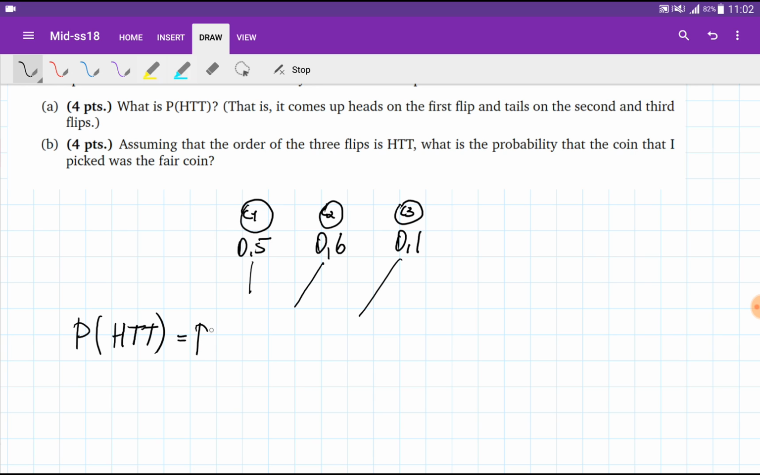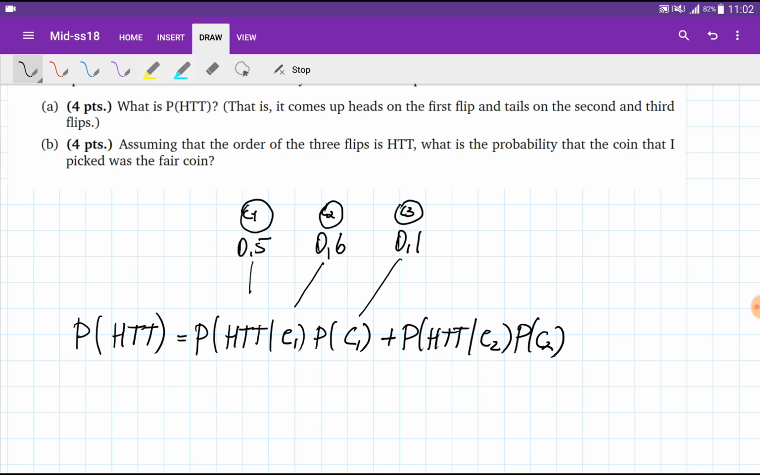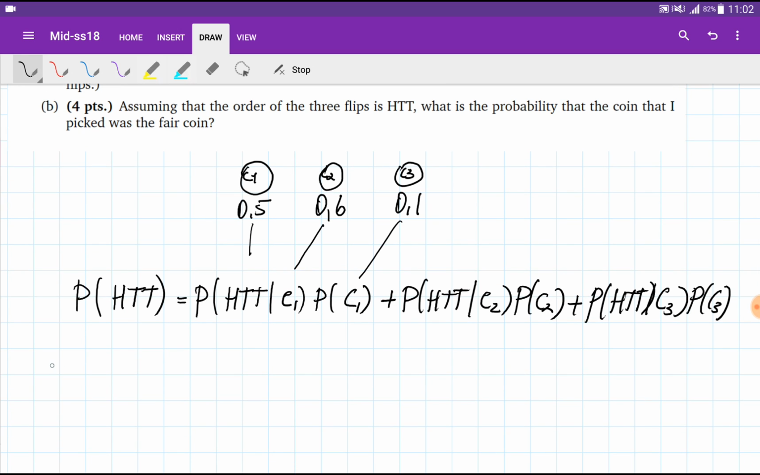So this is the probability of tossing head, tail, tail for the first coin, multiplied by the probability of choosing the first coin, plus the probability of having heads, tails, tails for the second coin, multiplied by the probability of choosing the second coin, plus the probability of having heads, tails, tails for the third coin, multiplied by the probability of choosing the third coin. The probability of having heads, tails, tails for the first coin is 1 over 2 multiplied by 1 over 2 multiplied by 1 over 2. And the probability of choosing the first coin is 1 over 3.